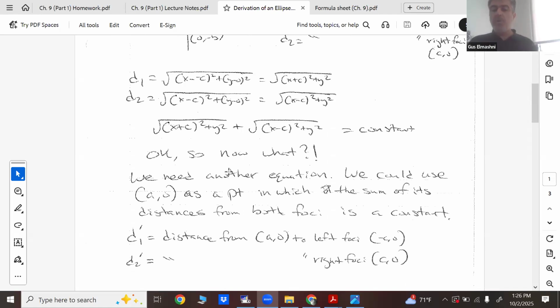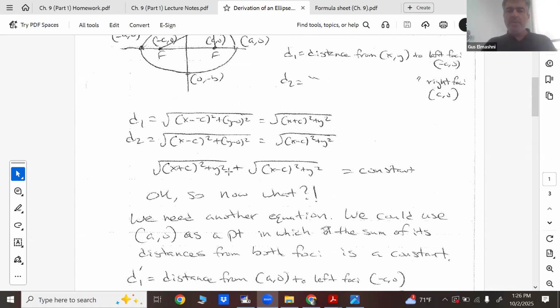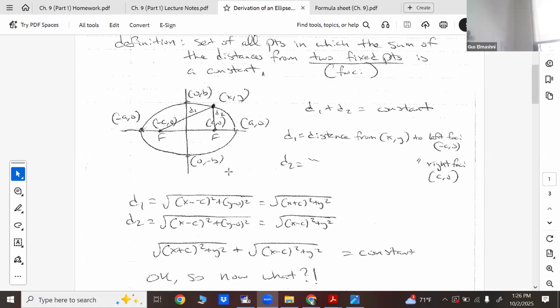I need another equation. So we could use a comma 0 as a point in which the sum of its distance from both foci is a constant. What that means is that I'm gonna move x comma y over here. Now, be careful, this is a little tricky. If I measure the distance from here to here, let me mark that up. Actually, maybe highlighter might be good. Yeah, let's go yellow.